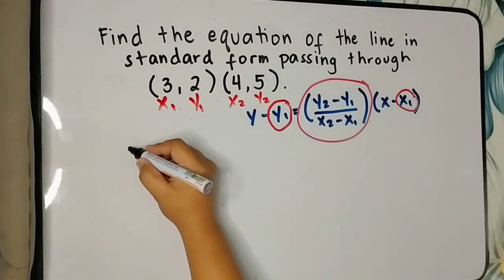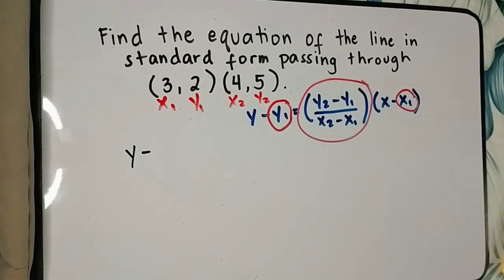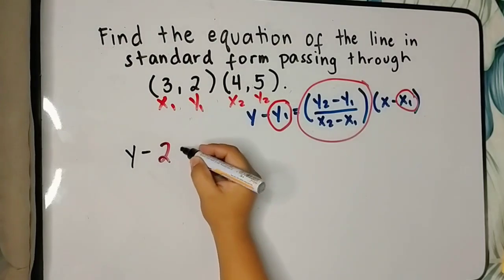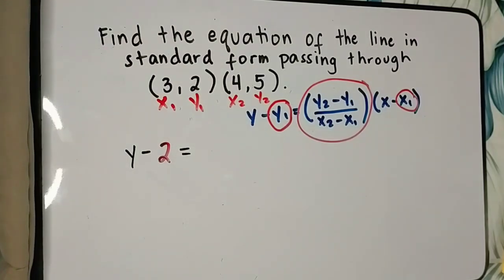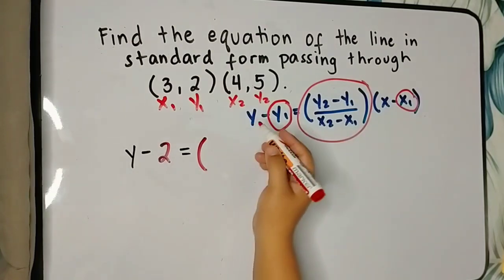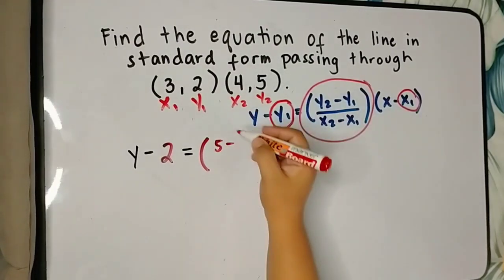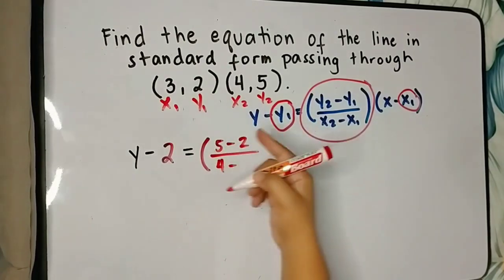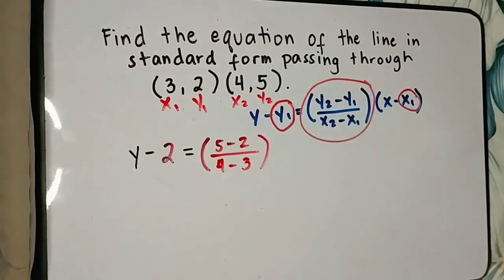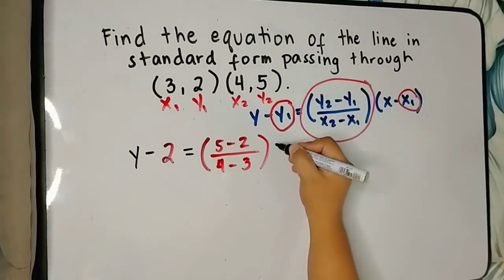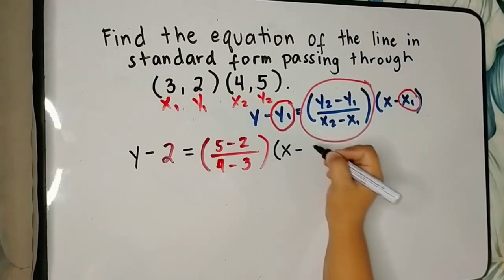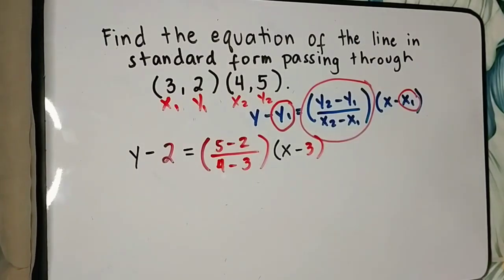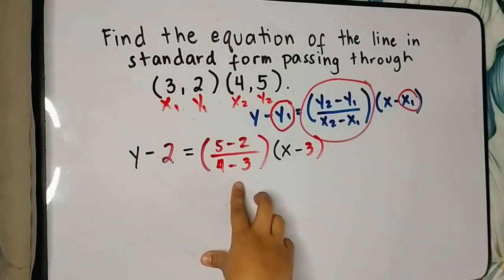Copy y minus y sub 1 is 2. So 2 equals y sub 2. So the quantity of y sub 2, so 5 minus y sub 1, minus 2, all over x sub 2, which is 4, minus x sub 1, which is 3, times the quantity of x minus x sub 1, which is 3. So first, we're going to operate this one.